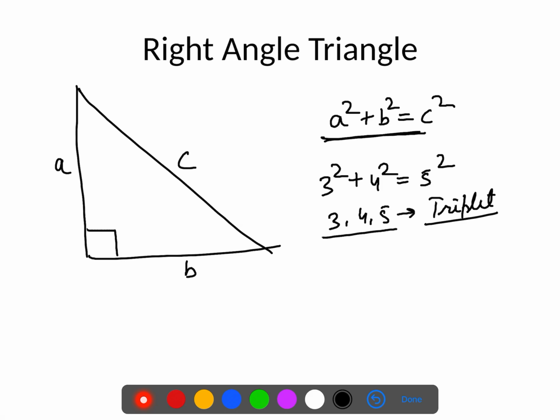Even multiples of 3, 4, 5 like 3x, 4x, 5x, which could be like 6, 8, 10, 9, 12, 15. So 20, 25, 15. So all these are right triangle Pythagorean triplets.